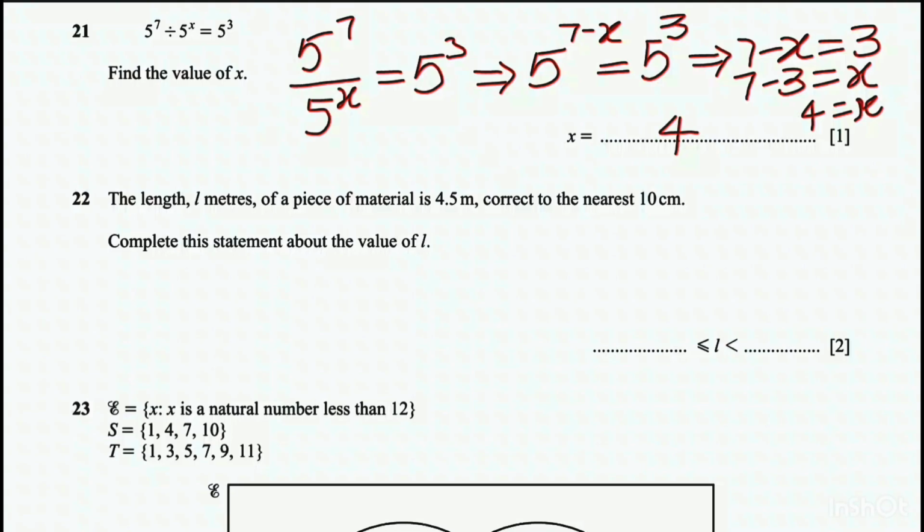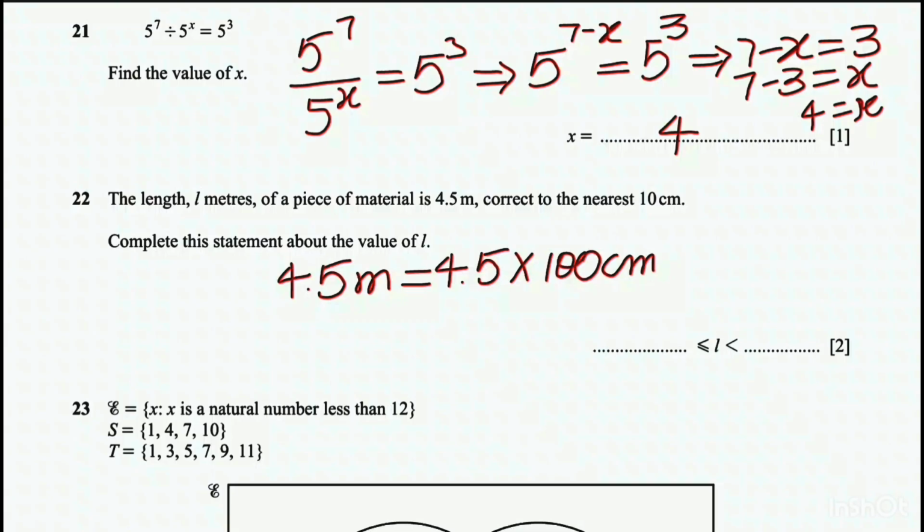Next is question 22. It is written that the length L meters of a piece of material is 4.5 meters, correct to the nearest 10 centimeters. Complete the statement. We have to write the lower and upper bound. So here we convert these meters into centimeters by multiplying by 100. So they become 450 centimeters.